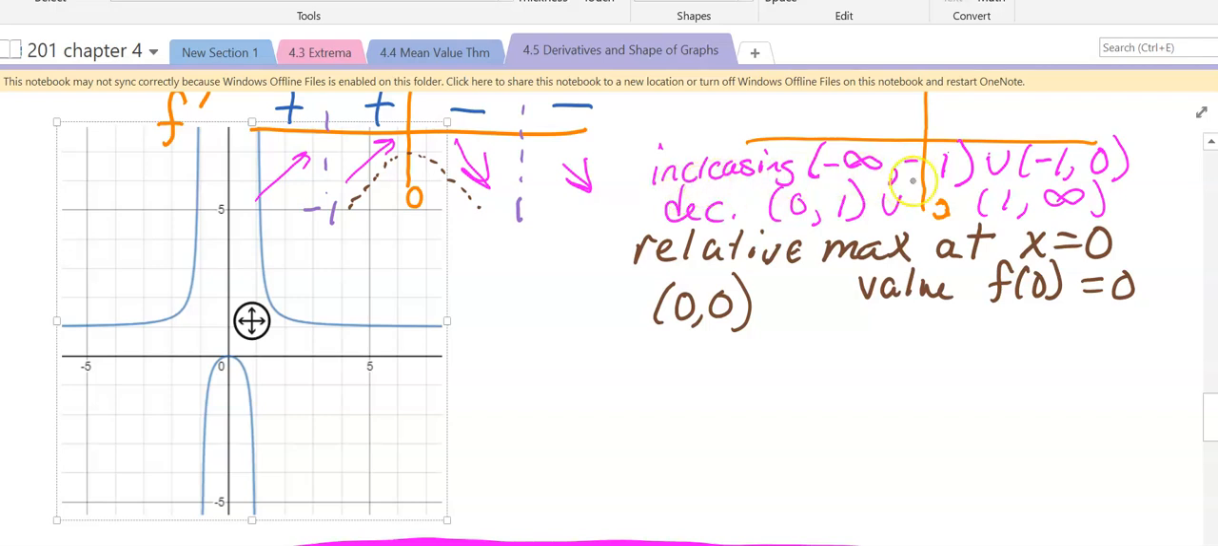It is increasing from -infinity up to -1. Following along the graph, it's going uphill. It is again increasing from -1 up to 0. It decreases from 0 to 1 and also from 1 out to infinity. And I do have a relative maximum of 0 occurring at x equals 0. Our expectations were spot on. Now let's look at another example and apply the first derivative test again.